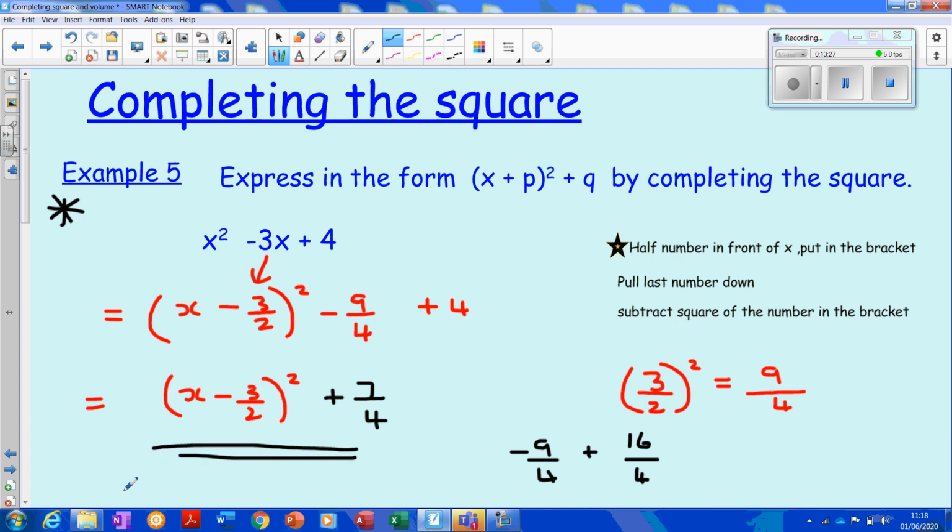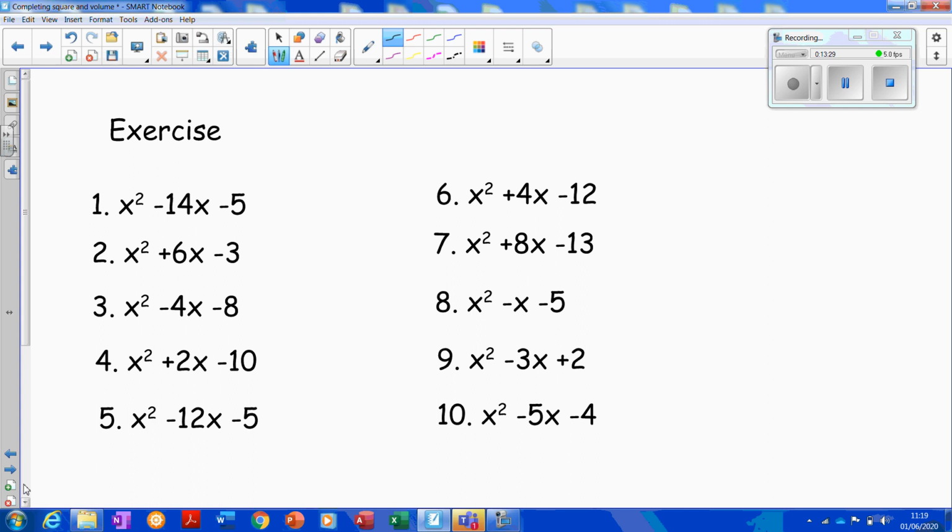Okay, now I want you to try that exercise, and I've given you 10 of them. And these ones here are going to be fractional ones. Okay, right, so work your way through them. Tomorrow's lesson, so Tuesday's lesson, I will do all of them, and then we'll continue on with something else.